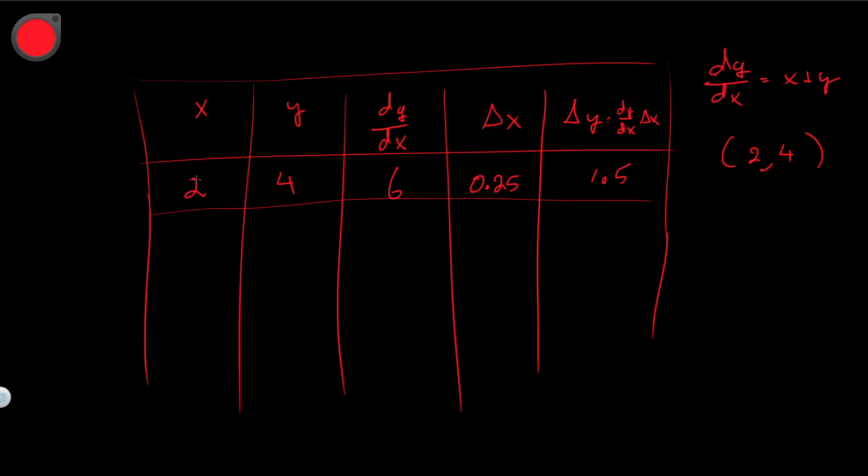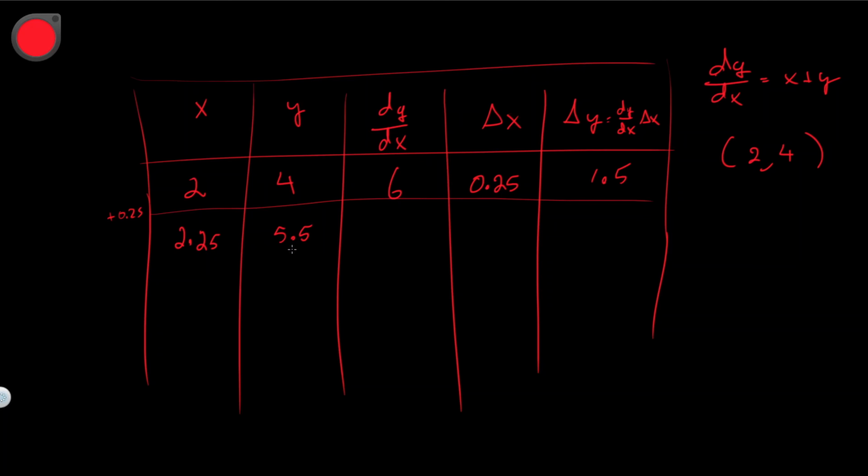Well, what's the next x? That's just plus this increment, 0.25, and that's always going to be the case. So this is 2.25. Then what's y? Y is 4 plus this number. That's why we're setting this chart up, so we can establish the next y value. That's going to be 5.5, 4 plus 1.5.